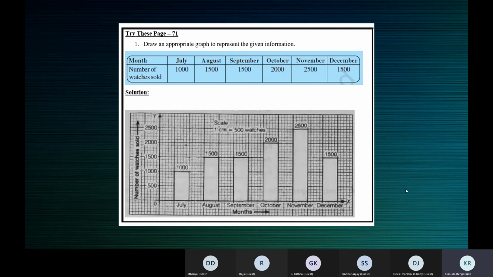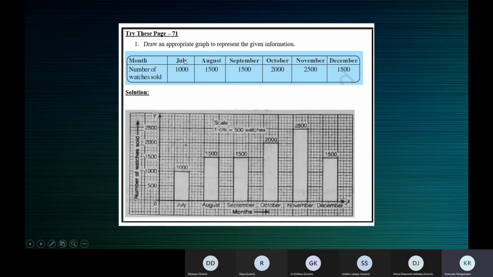Along the x-axis, I have nothing to say, because on the x-axis you're just going to show these months, July, August, September, October, November, and December. And you know that the bars must be equally spaced. When you make a bar graph, the bars will not stick to each other. Now the question is draw an appropriate graph. For a table like this, the appropriate graph is the bar graph. I'll tell you why a little later.